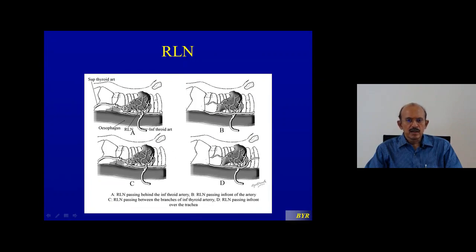So they now can go behind the inferior thyroid artery. This is the inferior thyroid artery. It may cross in front of the inferior thyroid artery. It may pass in between the branches of the inferior thyroid artery, or it may pass anterior to the trachea and then come into the tracheoesophageal groove. So these are the variations of the recurrent laryngeal nerve.